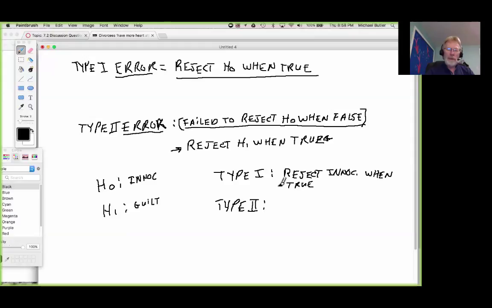Yes. Okay. So in the case of type 2 error, what happened is we failed to reject the null when in fact it was false, okay? So what that did is we failed to convict a guilty person, right?